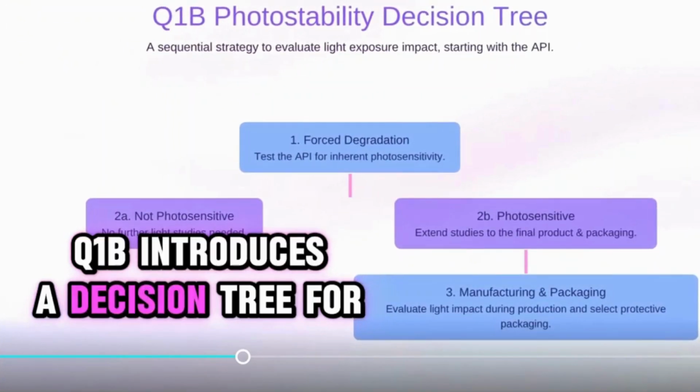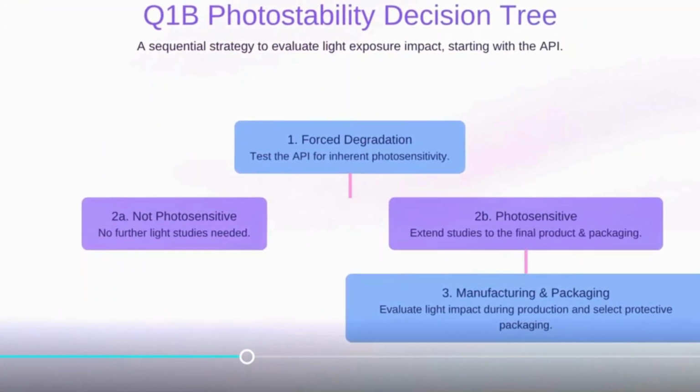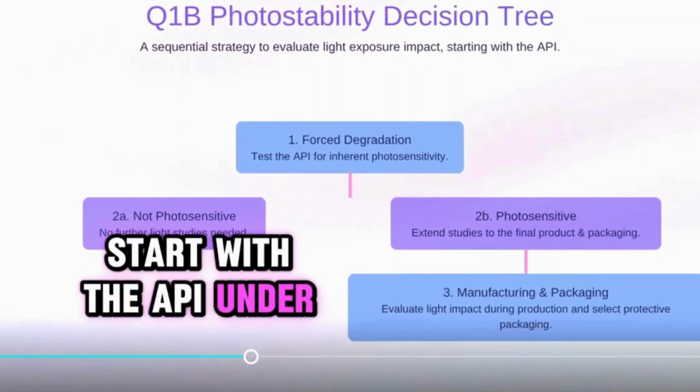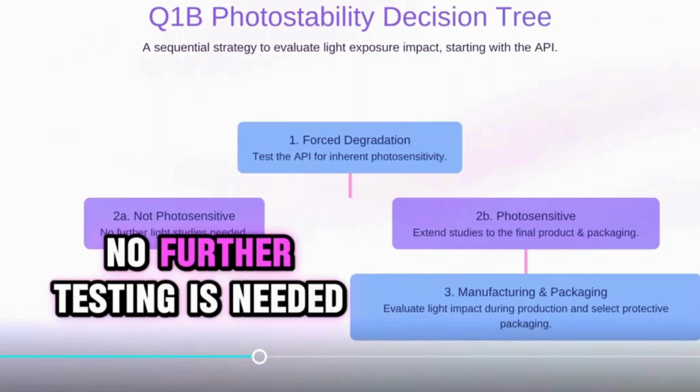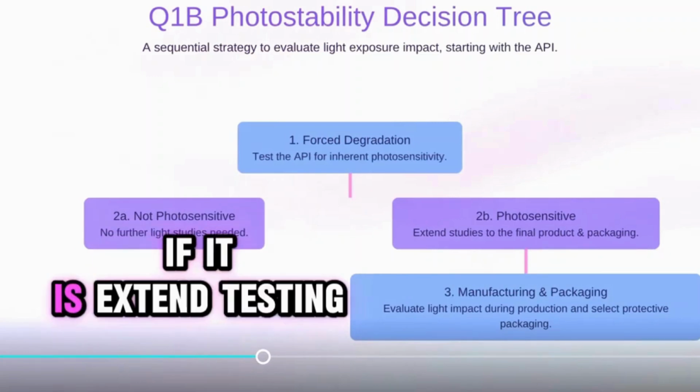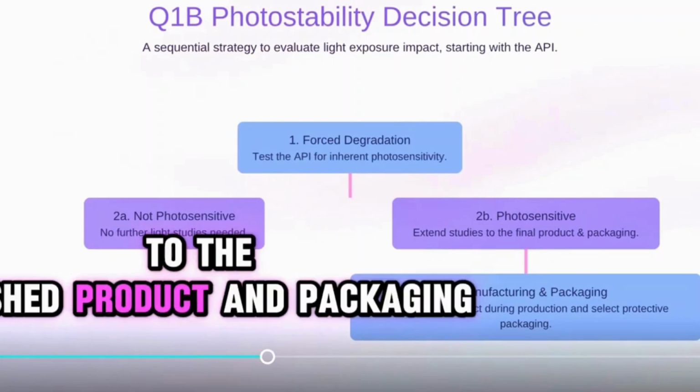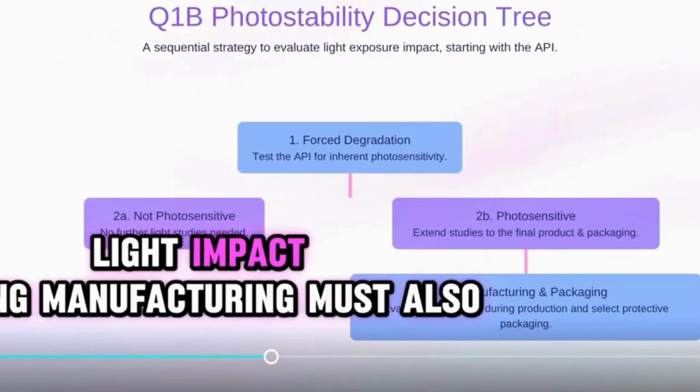Q1B introduces a decision tree for photostability. Start with the API under forced degradation. If it's not photosensitive, no further testing is needed. If it is, extend testing to the finished product and packaging. Light impact during manufacturing must also be assessed.